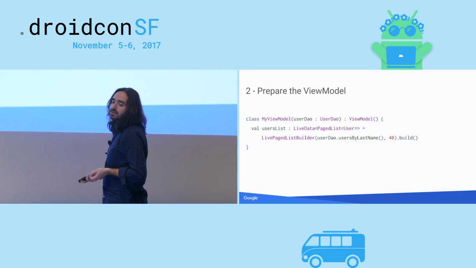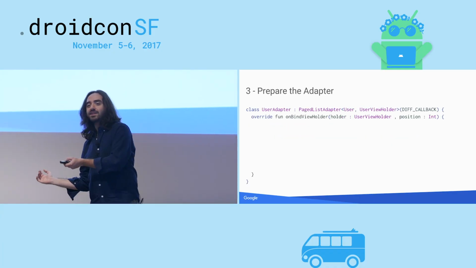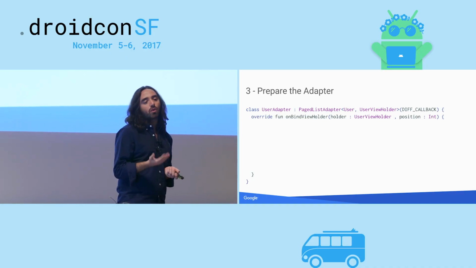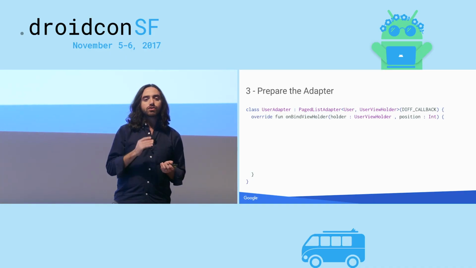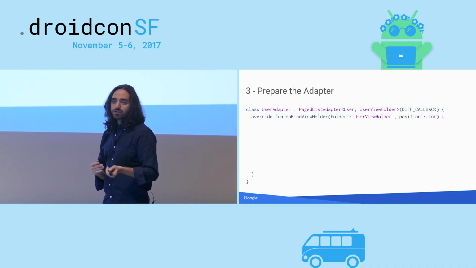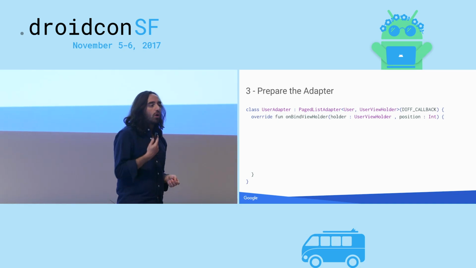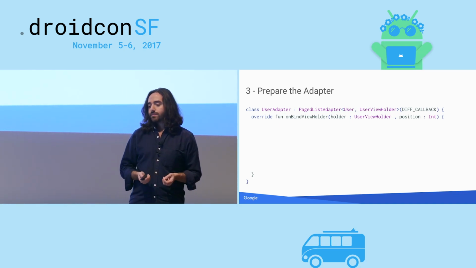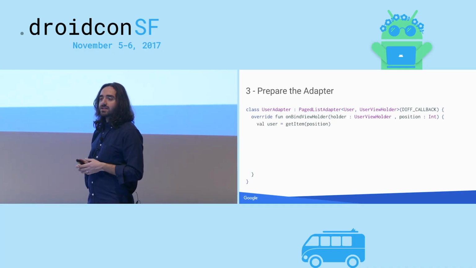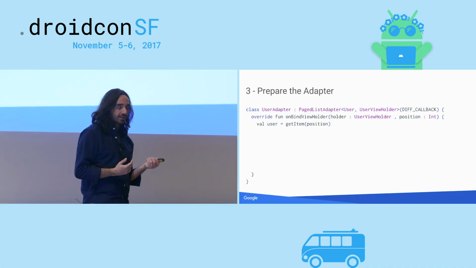So we construct this. The third step is, of course, we are trying to show this inside the RecyclerView, so we need an adapter. We can extend this PagedListAdapter class, which is a convenience class to do the work, but you don't have to extend it. There's also a PagedListAdapterHelper class, so if you have your custom adapter, you can use the helper as well. In the onBind method, there's this getItem function, which basically returns you the item in that position. It's coming from the superclass.